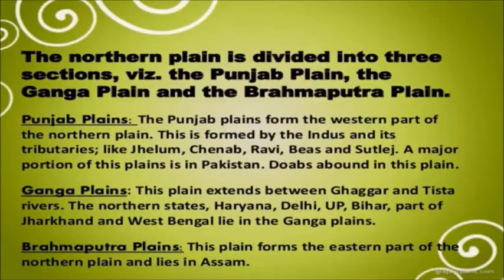Now the Ganga plain, the most important plain, which has really fertile land and helps Uttar Pradesh and other northern parts to have agriculture as their basic occupation. This plain extends between the Ghaggar and Tista rivers. The states Haryana, Delhi, Uttar Pradesh, Bihar and parts of Jharkhand and West Bengal lie in this Ganga plain. Next, the Brahmaputra plain forms the eastern part of the northern plain and lies in Assam.